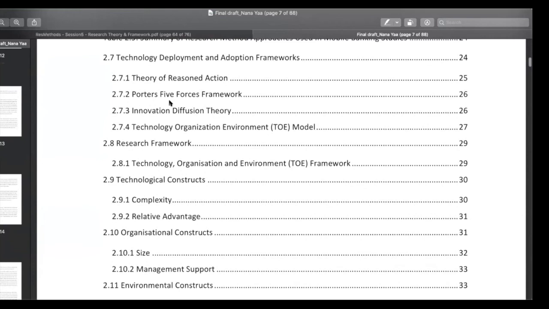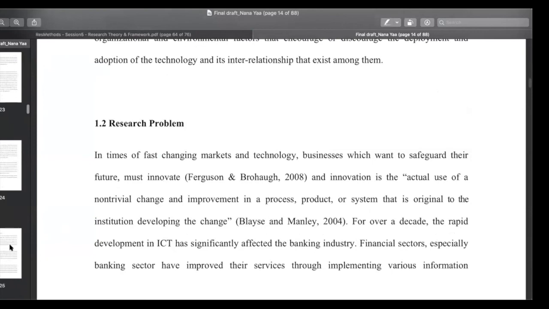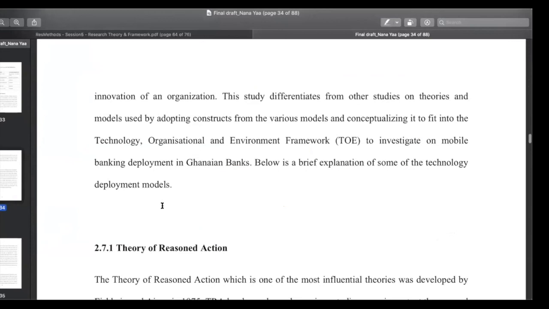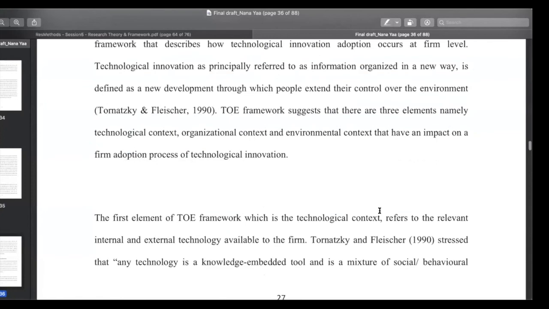That's what she did. So if you wanted to know how to present it, that's what she did in her work. So this is, okay, this research problem. So this is the theory of reasoned action, Porter's five forces model, diffusion of innovation, technology organization and environmental model. You see, Tornatzky and Fleischer developed a technology organization framework that describes, look at the word he put, the model here, that describes how technology innovation adoption occurs at the firm level. The framework suggests that there are three elements. See, that's why the words may be used.